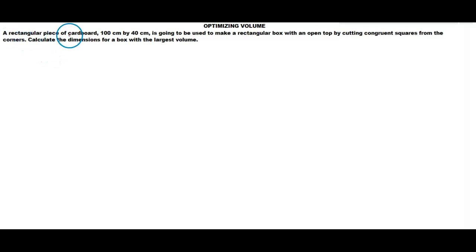A rectangular piece of cardboard that is 100 centimeters by 40 centimeters is going to be used to make a rectangular box with an open top by cutting congruent squares from the corners. Calculate the dimensions for the box with the largest volume. This means you are given a cardboard that is 100 centimeters by 40 centimeters.